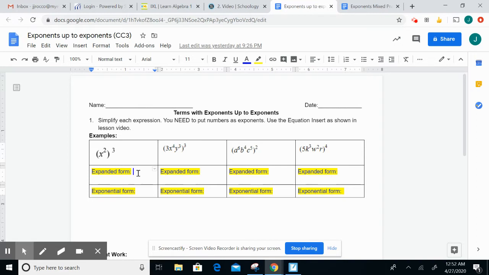So inside of that pod, how many pods do we have in this first problem? There's x squared inside, to the third on the outside. So inside the pod is the x squared. How many pods do we have? Well, to the third, that means we have 3 of them.